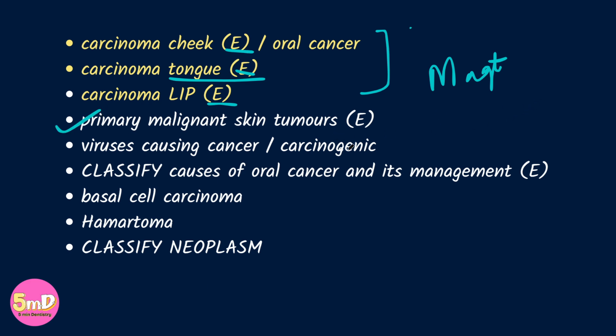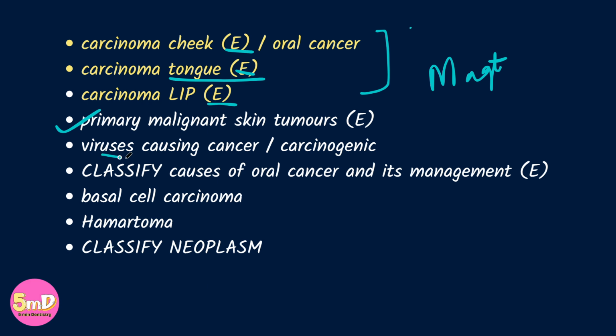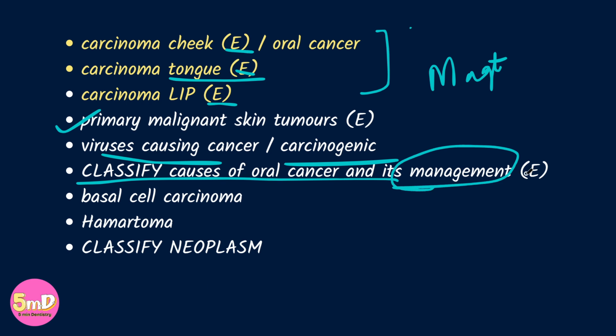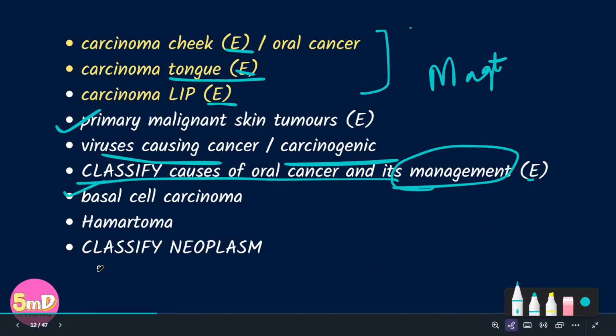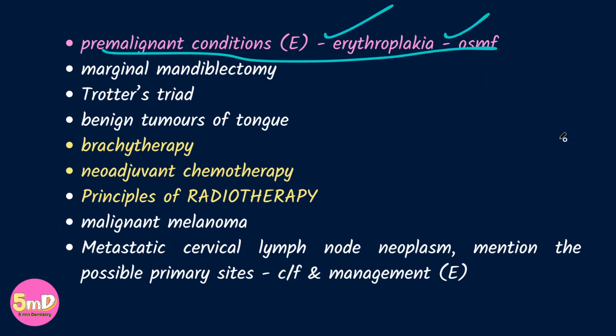Pre-malignant skin tumors are more common. Pre-malignant conditions have been asked as an essay, as you could see here. Erythroplakia and oral submucous fibrosis have been asked as separate questions. You have viruses causing cancer, or carcinogenic viruses. The classification of the causes of oral cancer and management of oral cancer have been asked as an essay separately. Basal cell carcinoma, as we saw there, rodent ulcer, hamartoma, and neoplasm alone you have to classify. That also has been asked as a question.